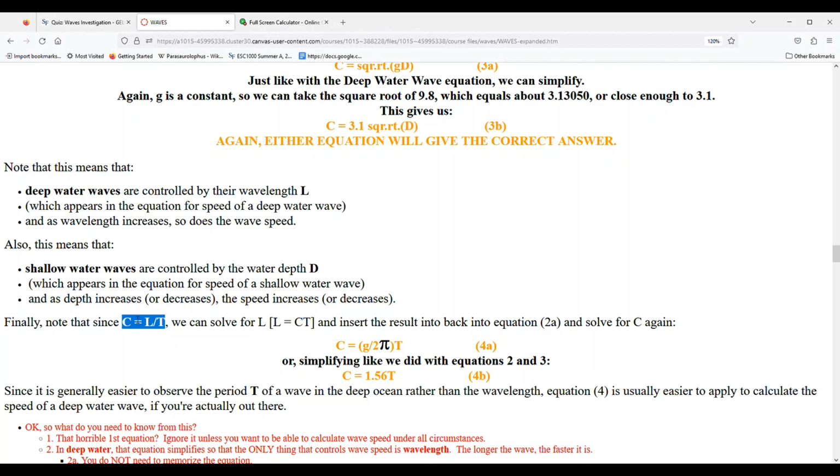Now, if we take this equation, multiply both sides by the period, that will isolate L, the wavelength, on one side, equals the speed times period.